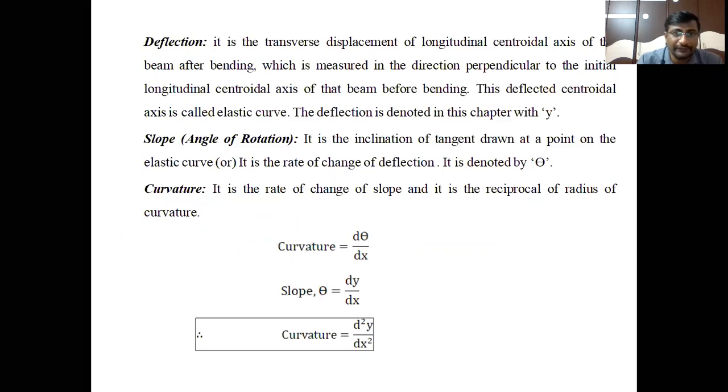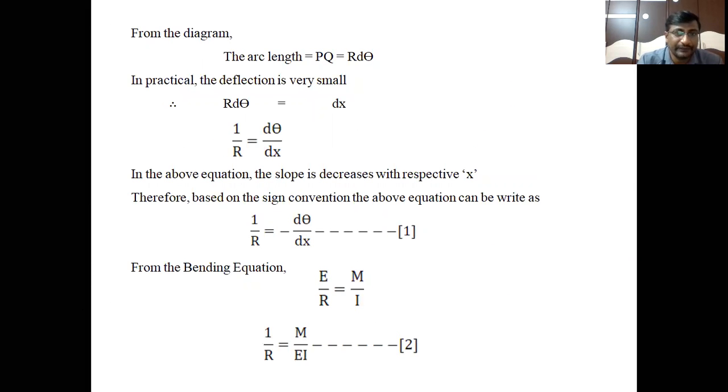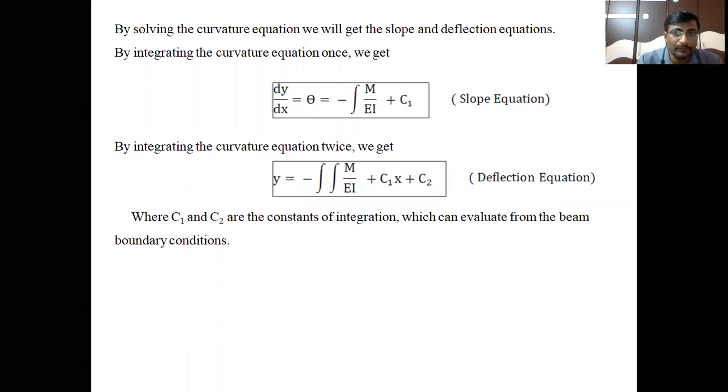Up to now, we derived the differential equation for an elastic curve, which is the basic equation. It is also called the curvature equation. d square y by dx square is equal to minus M by EI is the curvature equation. By using that curvature equation, we solve for the slope and deflection equations. dy by dx and y are the slope and deflection. After integrating, C1 and C2 are the integration constants, which can be determined by the boundary conditions of that particular beam. Let us look at the boundary conditions in the next class.